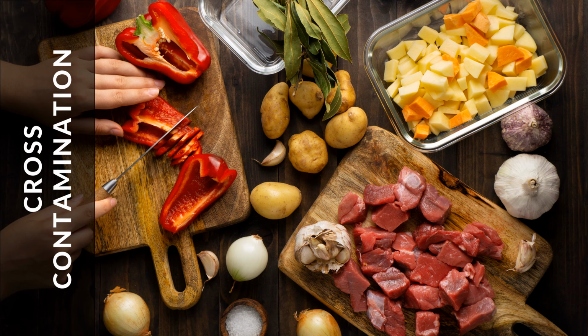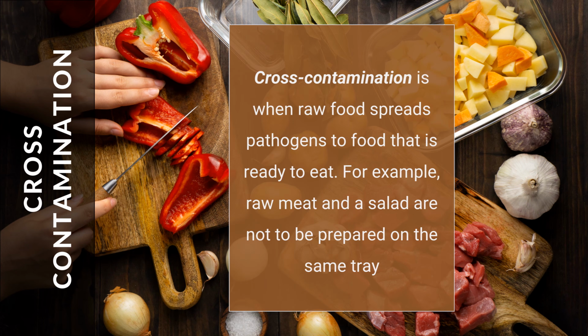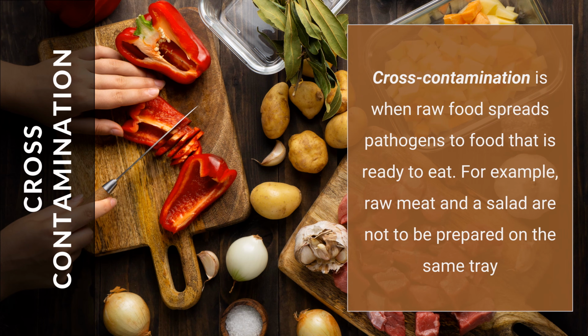So you have to have a separate tray for the meat and a separate tray for the vegetables, or at least clean the tray thoroughly if you only have one tray. So what is cross-contamination? This is when raw food spreads pathogens to food that is ready to eat. For example, like we said, raw meat and the salad, not on the same tray. So that's pretty much it.